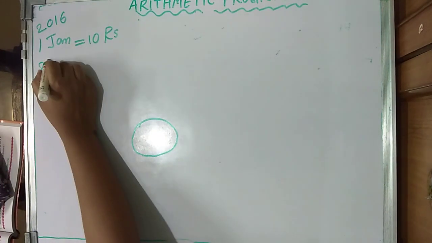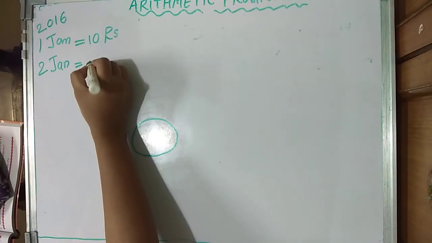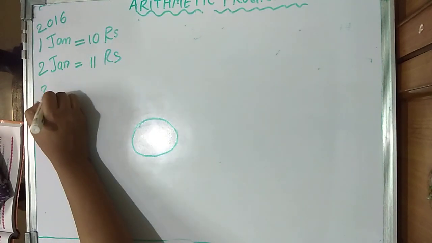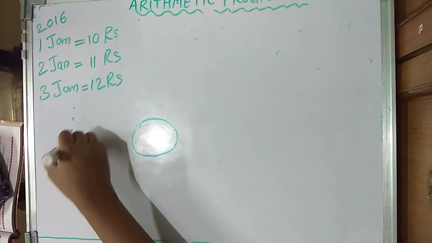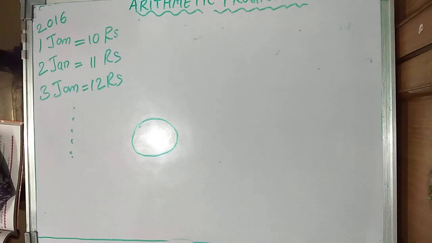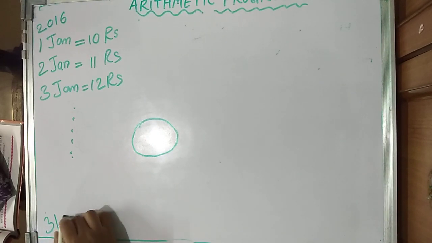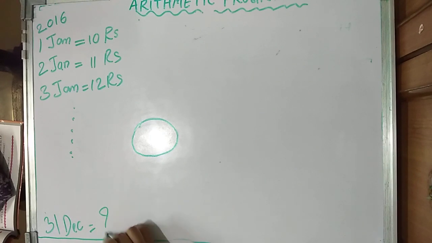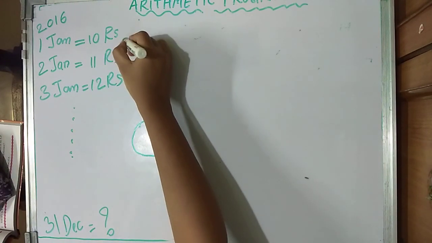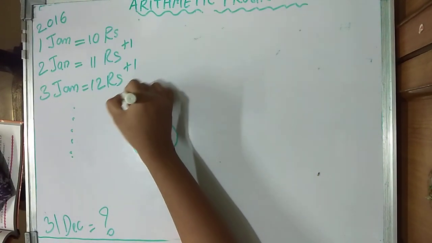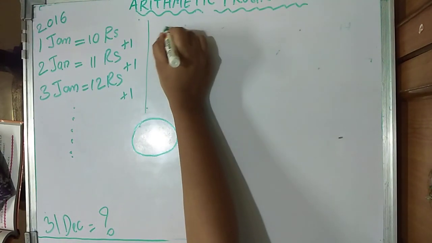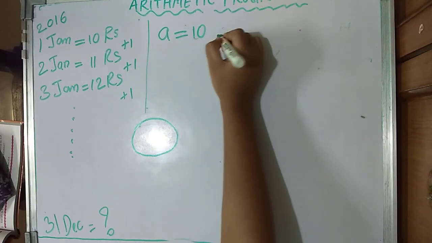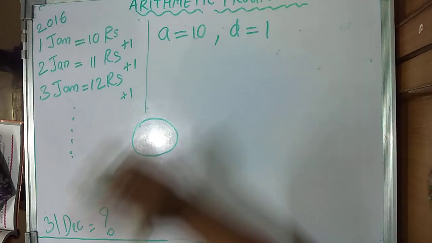Then on 2nd Jan, she saves 11 rupees. On 3rd Jan, she saves 12 rupees and so on. This saving is done till the last day of the year, that is 31st December. So if you observe, the saving that she does every time increases by 1 rupee. The next day 1 rupee more and so on. So we have the first saving, that is the first term, as 10. The common difference is 1.